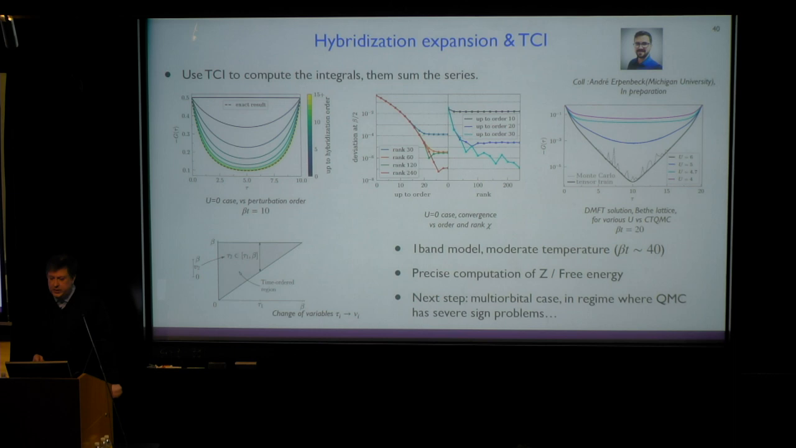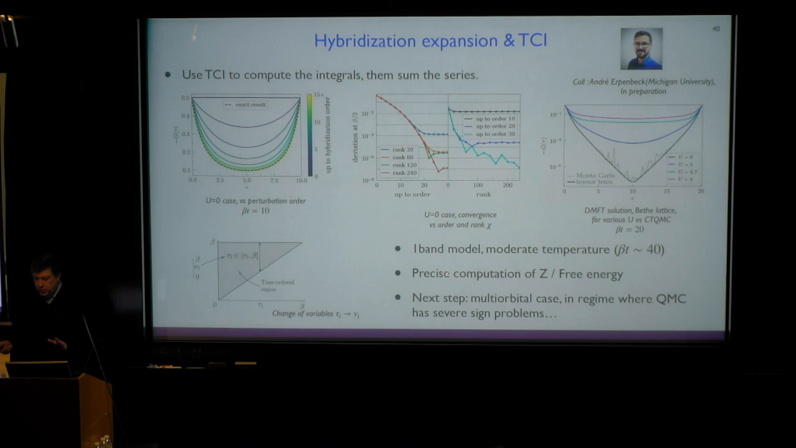Here is a full DMFT calculation done with this method, so that's a standard basic DMFT calculation on the Bethe lattice, the thing you find in the textbook, versus the Monte Carlo. You see the Monte Carlo, there is a bit of deviation here in this log scale for some values of U, otherwise you don't see the difference because the curves are on top. So we can reach relatively interesting temperature.